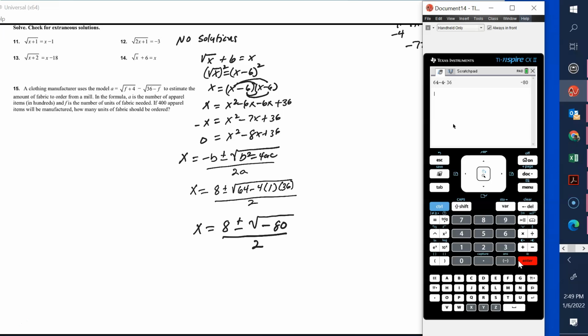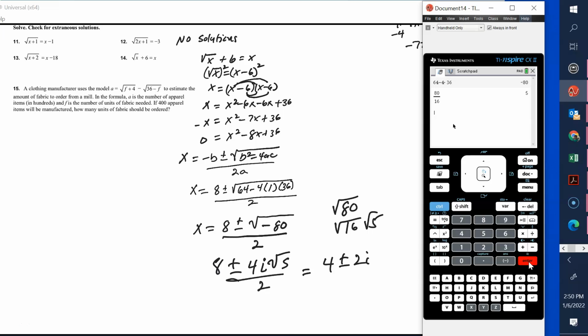So we know that the biggest perfect square in 80, so we have 2 times 40, 4 times 20, 80 divided by 16 is 5. Okay, so to simplify square root of 80, it's square root of 16 times square root of 5. So you have 8 plus or minus square root of 16, which is 4i, square root of 5, divided by 2. So it's 4 plus or minus 2i square root of 5.